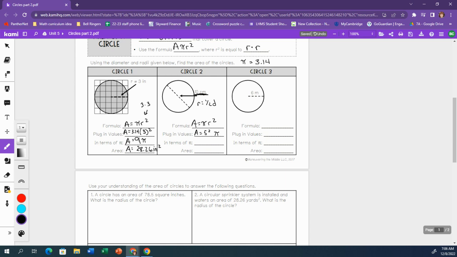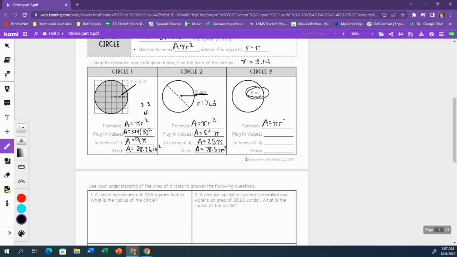So then in terms of pi, area equals 25 pi, because 5 times 5. It's not 5 times 2. Okay, it's 5 times 5. And then area equals 78.5 centimeters squared. Okay, up to the last one on this side, we have 6 meters as the radius.